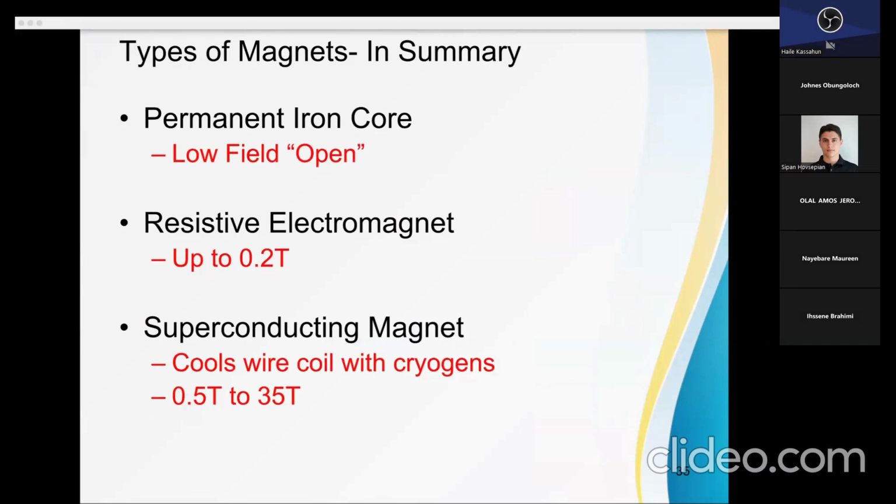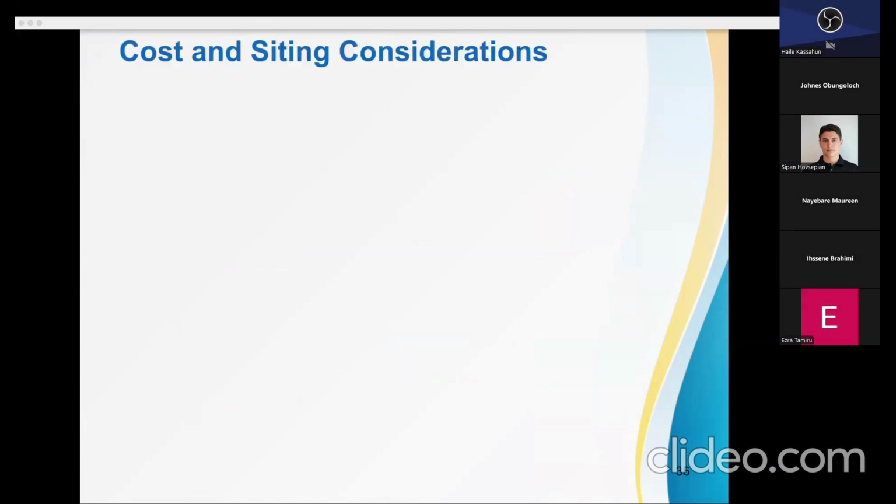In summary, we have talked about the main magnet now, in which case we have talked about the permanent iron core magnets, which we say are low and open, the resistive electromagnets, which we say you can go up to a limit of about 0.2 Tesla, and the superconducting magnets, which can go at the moment up to about 35 Tesla. I think there are systems that might reach about 42 Tesla as research systems. So you can see that you can really generate very strong magnetic fields using superconducting magnets.